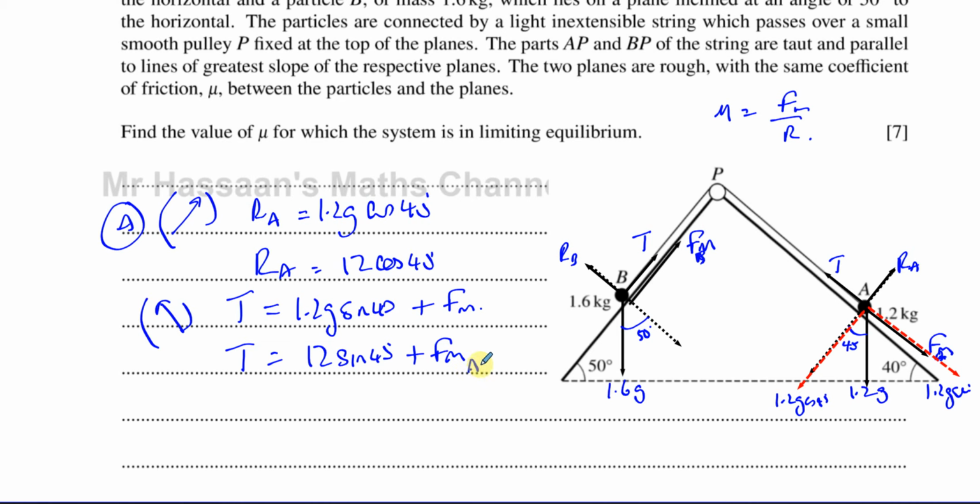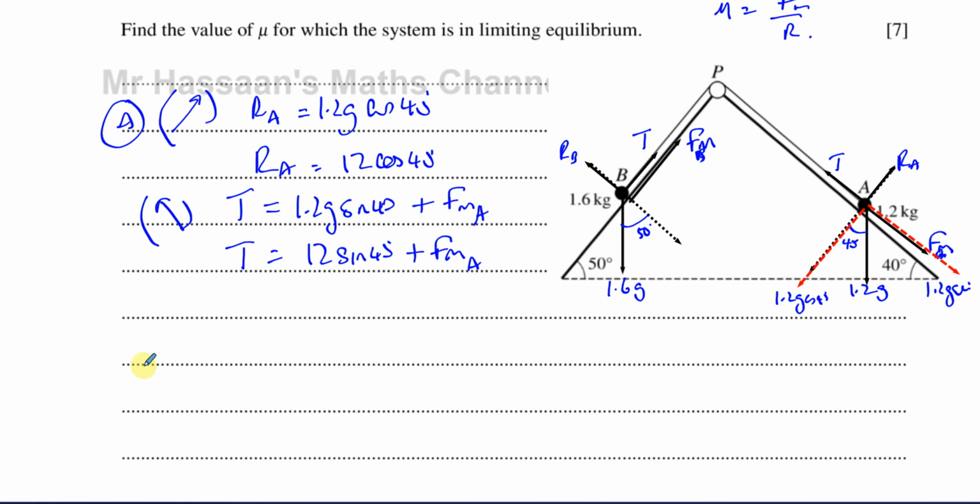Okay, this is for F max of A. I need to find what T is. If I find what T is, then I will be able to find the value of mu. So let's look at B now and see if that will help us.